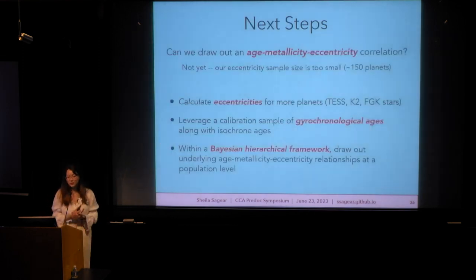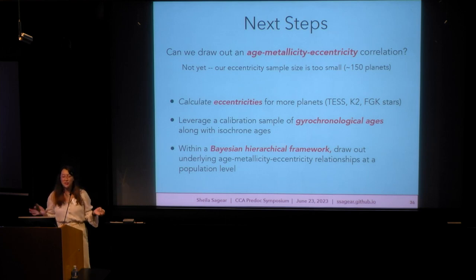So, next steps. That's interesting in its own right, I think. I think it's great to have even wide age predictions for all these stars. But can we draw out an age-metallicity-eccentricity correlation, which is what I really, really want to do? Not yet, but it's really because our sample size is limited on the eccentricity front.